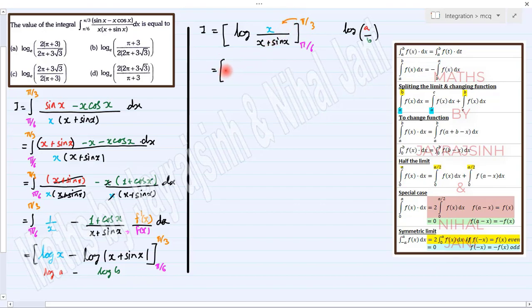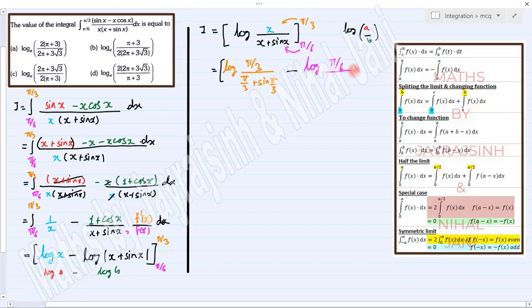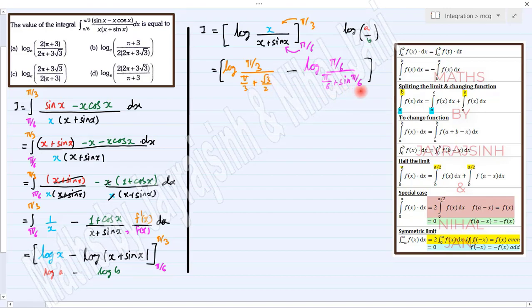From the upper limit we will get log of pi by 3 upon pi by 3 plus sin pi by 3, minus, from the lower limit we will get log of pi by 6 upon pi by 6 plus sin pi by 6. Now substitute the value of sin pi by 3, which is nothing but root 3 by 2, and sin pi by 6 is simply 1 by 2.